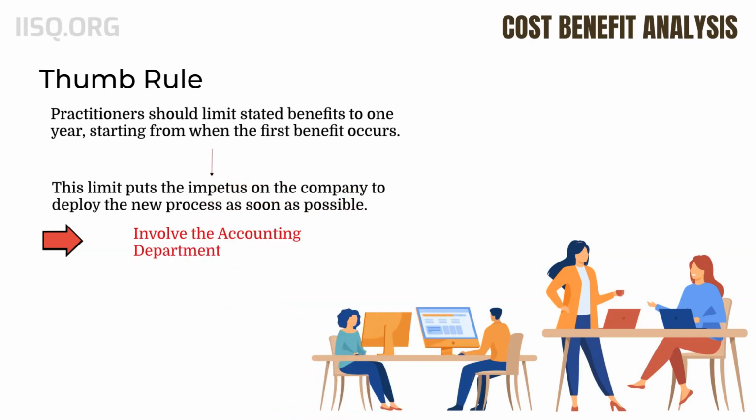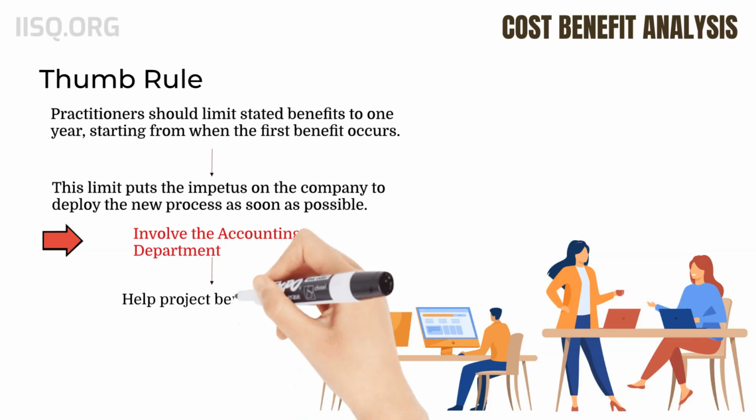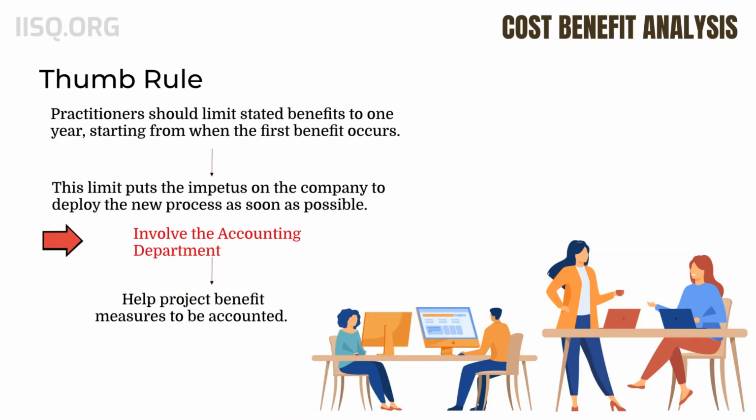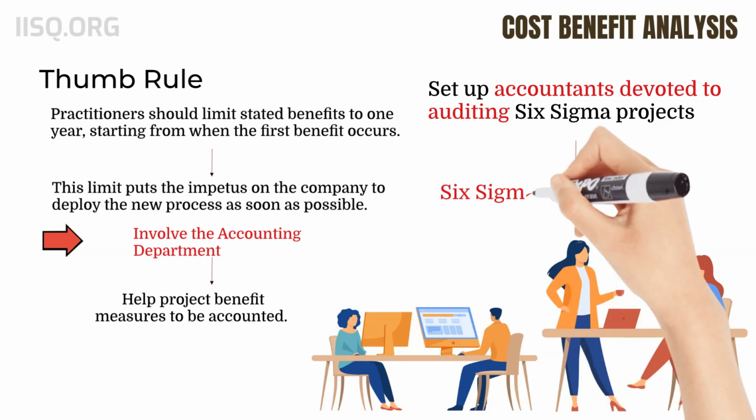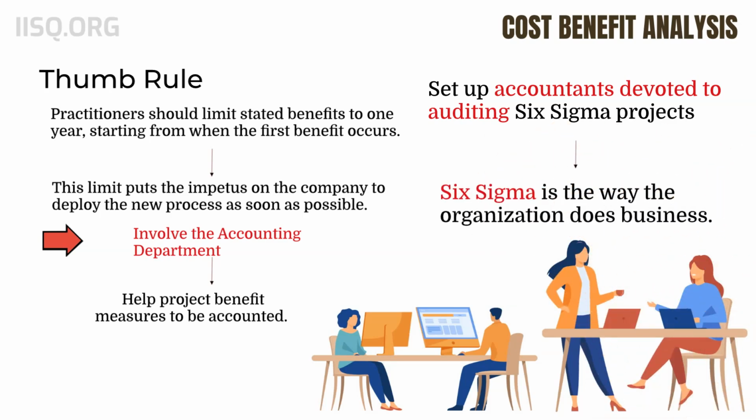It is important to involve the accounting department in these matters. This will help project benefit measures to be accounted as per policies. Ideally, organizations should set up accountants devoted to auditing Six Sigma projects. This will show that Six Sigma is the way the organization does business.